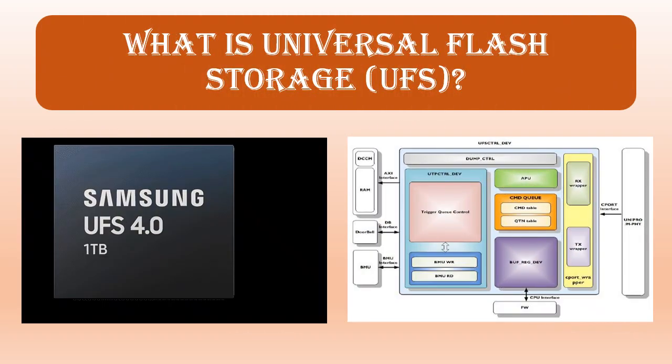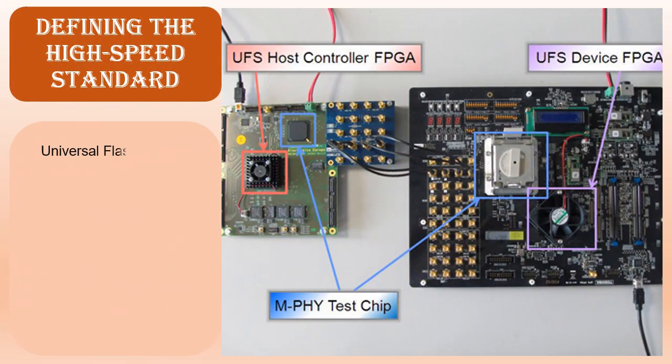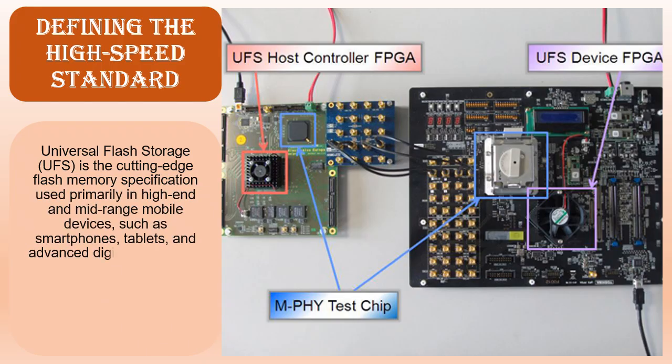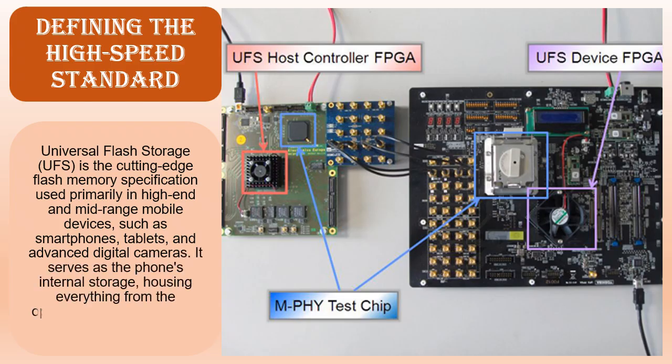What is Universal Flash Storage, UFS? Defining the high-speed standard. Universal Flash Storage, UFS, is the cutting-edge flash memory specification used primarily in high-end and mid-range mobile devices, such as smartphones, tablets, and advanced digital cameras. It serves as the phone's internal storage, housing everything from the operating system and apps to your photos and videos.